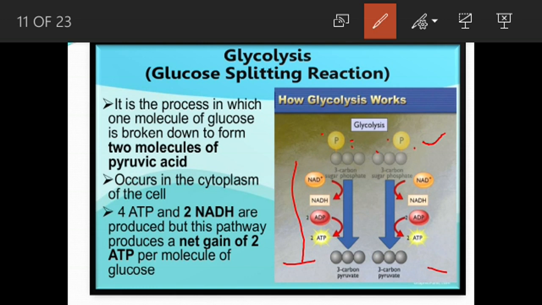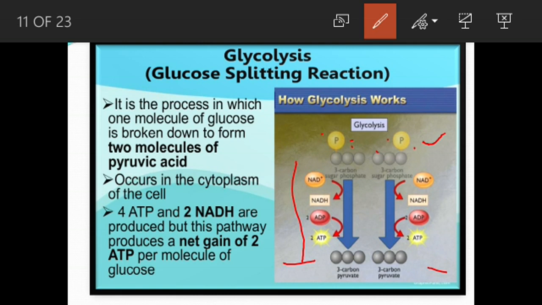So one molecule of glucose, which has 6 carbon atoms, is converted into 2 molecules of pyruvic acid, which has 3 carbon atoms. Clear? And it includes various steps. It occurs in the cytoplasm. Got it till here? Now see, what we are able to understand? There is one end product we are getting, that is 2 molecules of pyruvic acid.